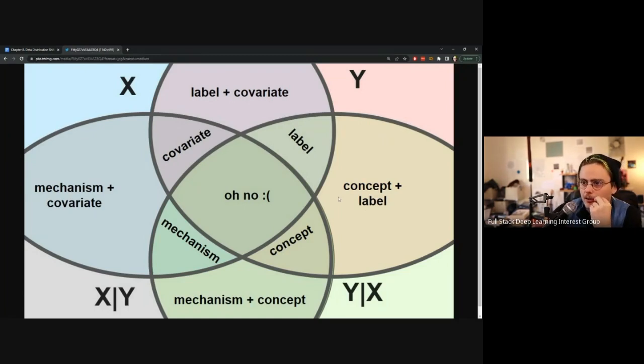There are some interesting things here, like certain types of shift can occur with each other and certain types can't. And in the middle here, we have all things changing at once. Then I gave a name to the type that's in the footnote, mechanism shift, for when P of X given Y changes, but P of Y stays the same.